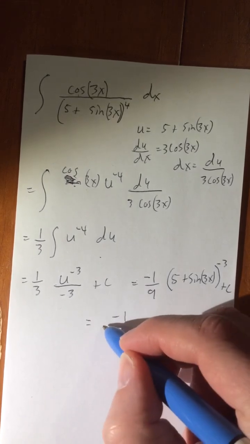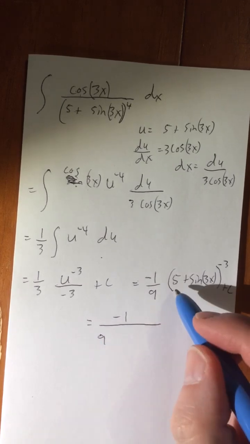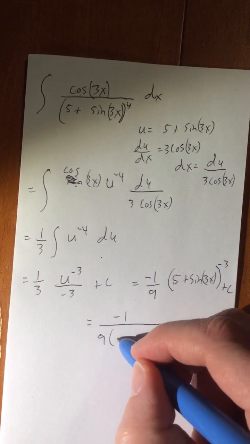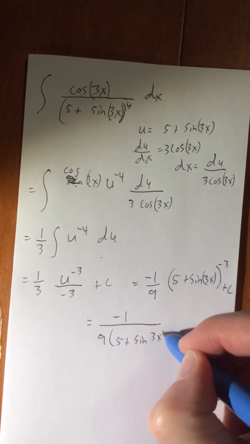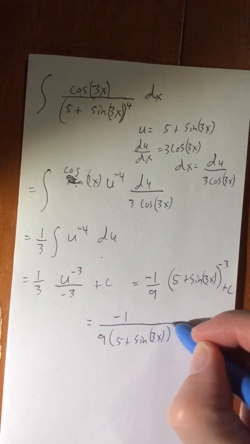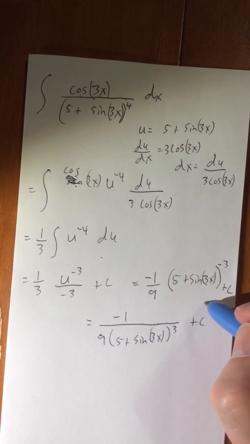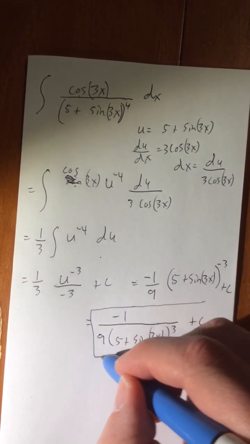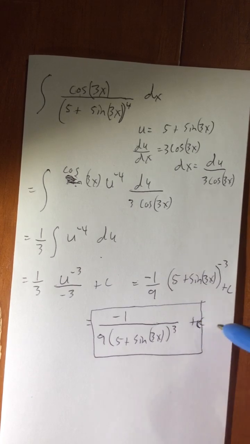And let's just return that into the format that it was given to us. So we'll write negative 1 over 9 times 5 plus sine of 3x to the 3rd power plus c. And there you go. Oops, didn't mean to run over the c there.